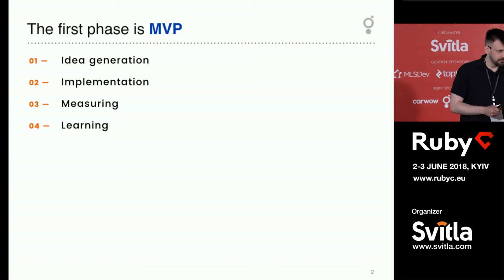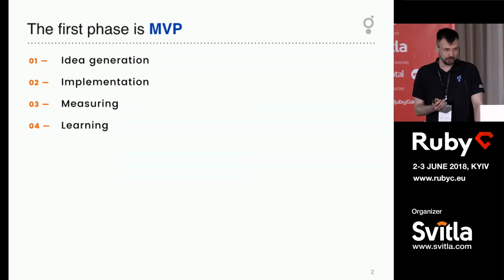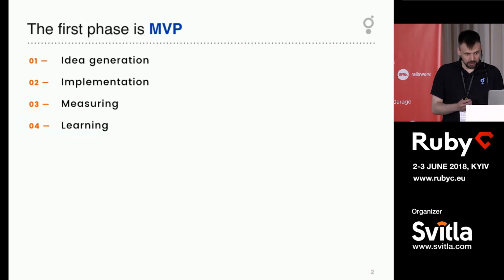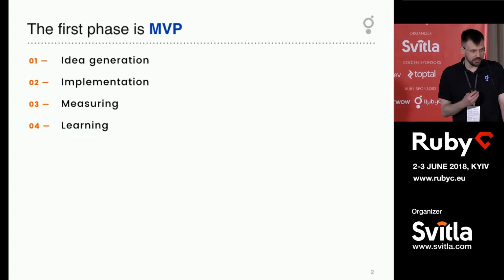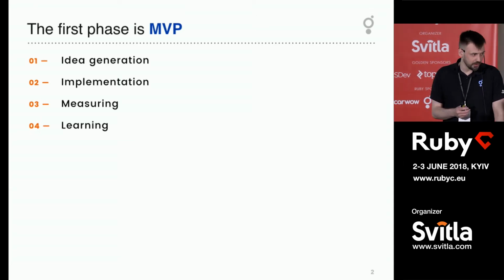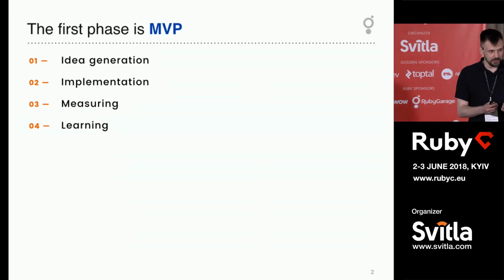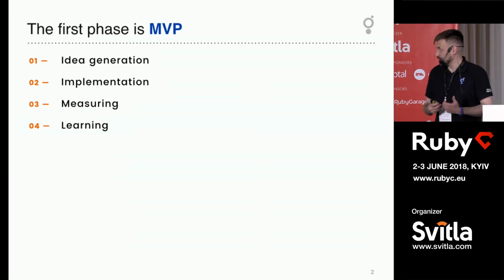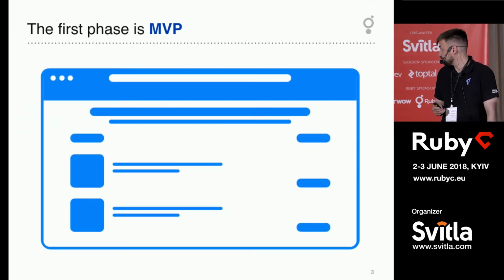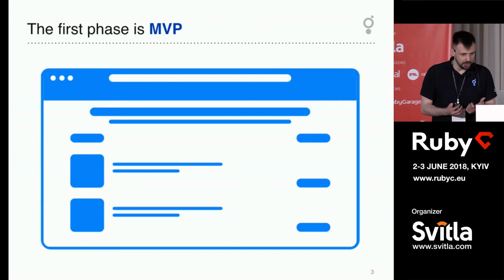Typically what we have at the start is a simple MVP solution. We have an idea generation process, an implementation process, measuring and learning. In MVP, it's some kind of process where we just need to understand the real client's needs and adapt the software for their needs. So we have a small, simple application.